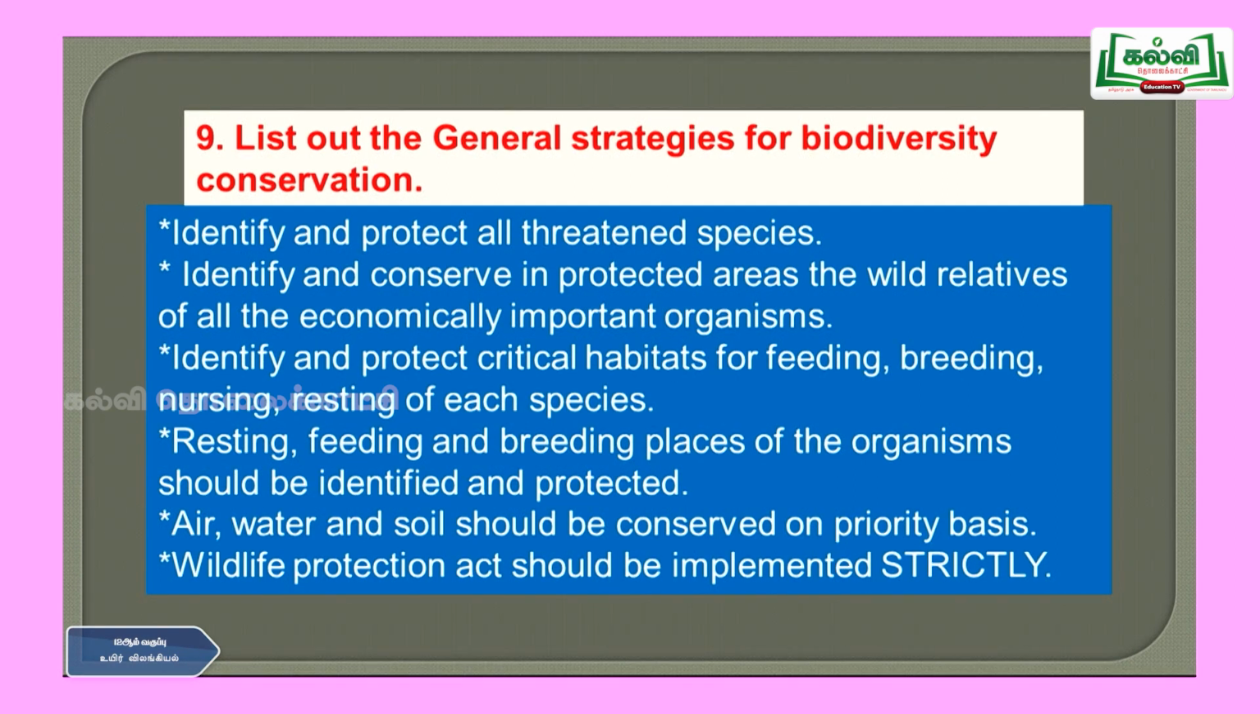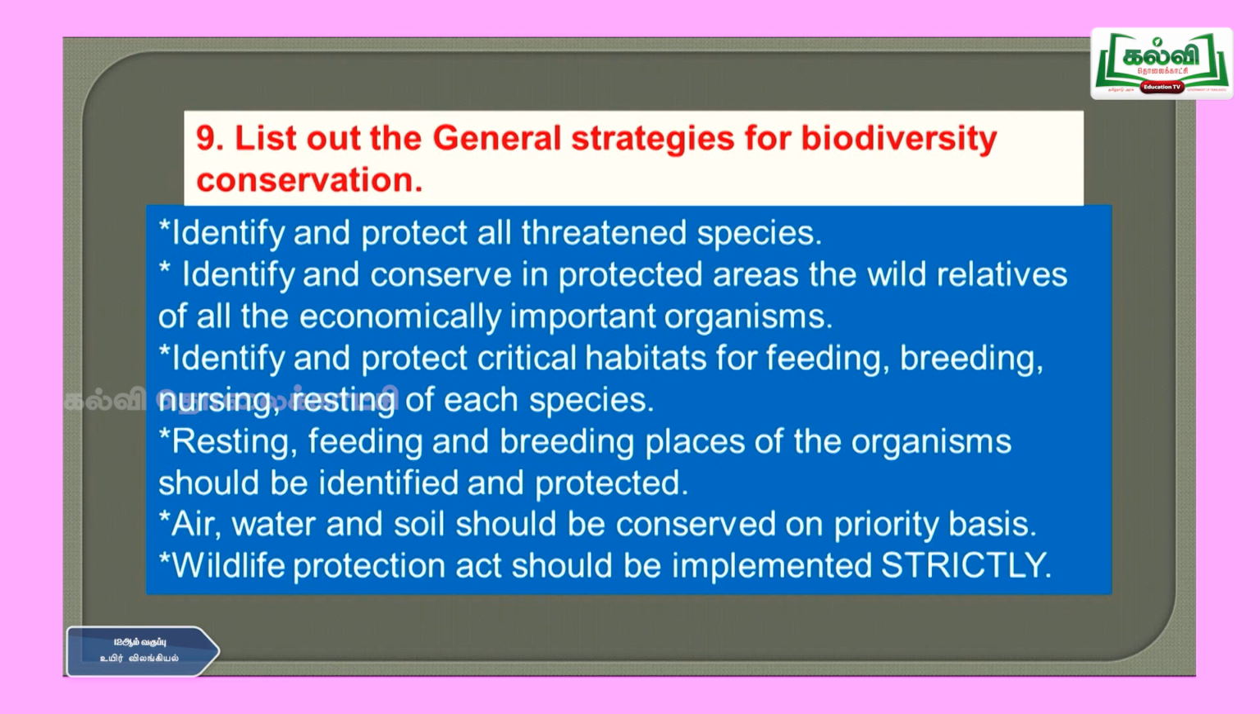The ninth one: list out the general strategies for biodiversity conservation. First, we have to identify and protect all the threatened species, identify and conserve in protected areas the wild relatives of all economically important organisms, and identify and protect critical habitats for feeding, breeding, nursing and resting of each species.